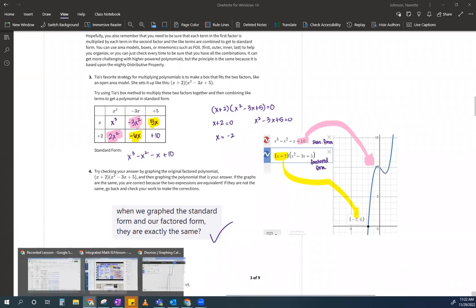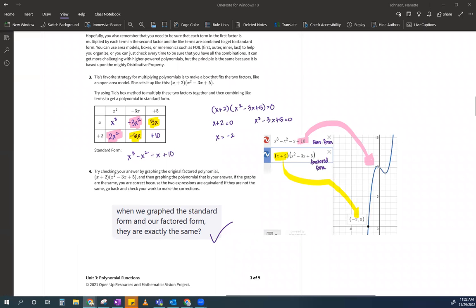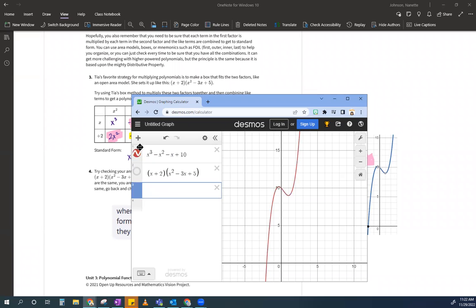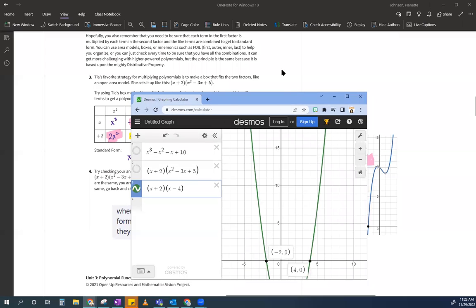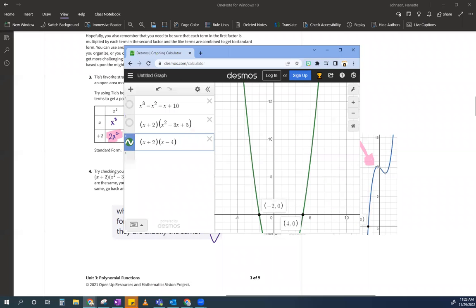Where is my Desmos? So here. So remember here, let's just say, turn these off real quick. Let's say we had x plus 2, x minus 4 or something like that. Oops, what did I write? Plus 2. Okay, there it goes. So notice here, everybody see the important thing that I want you to see? What do you see here?